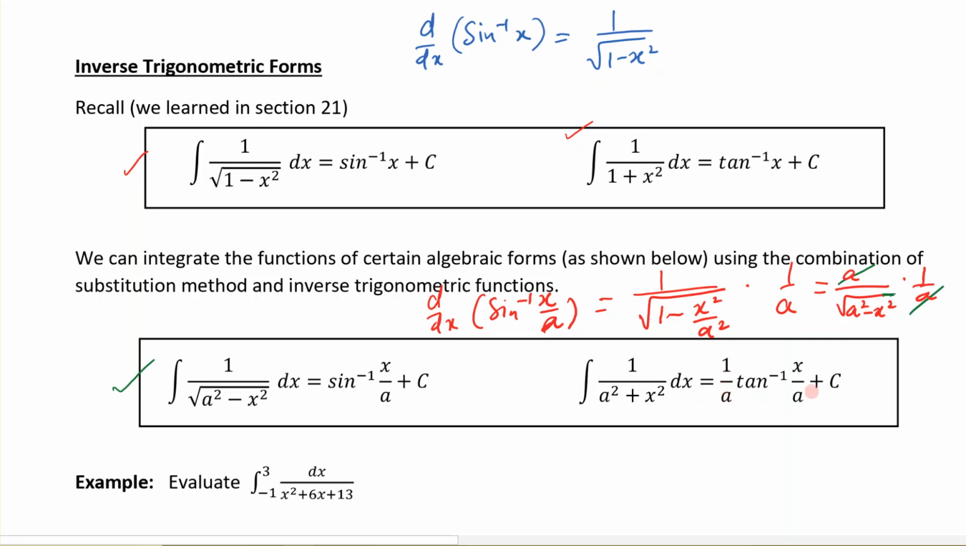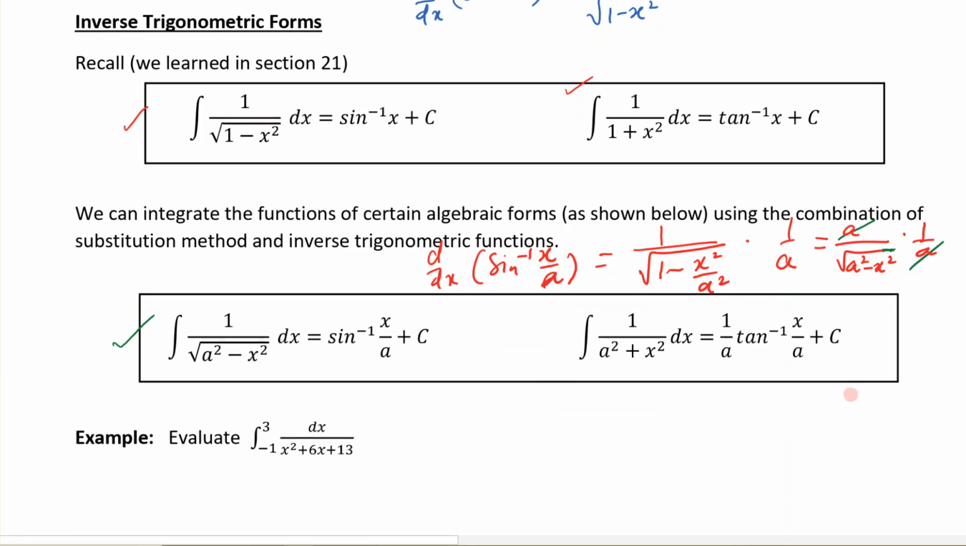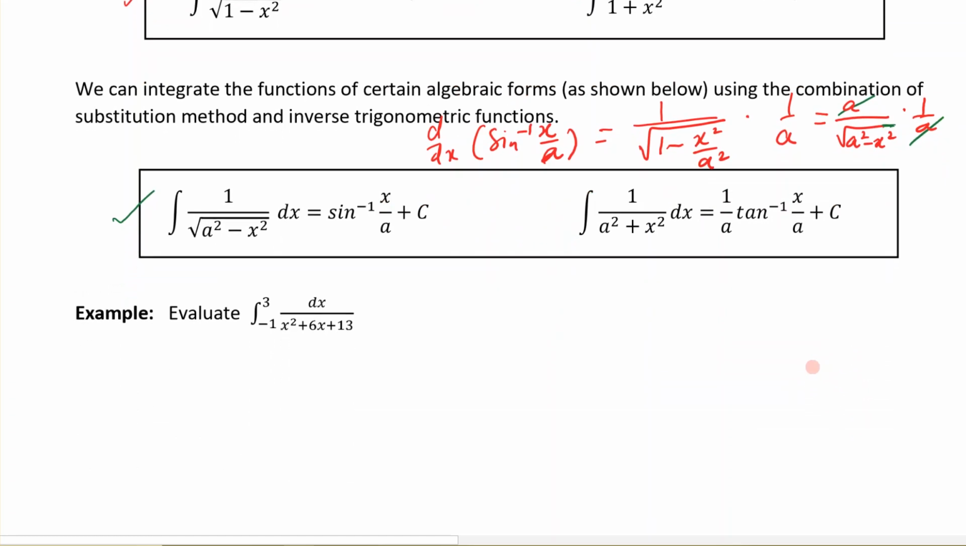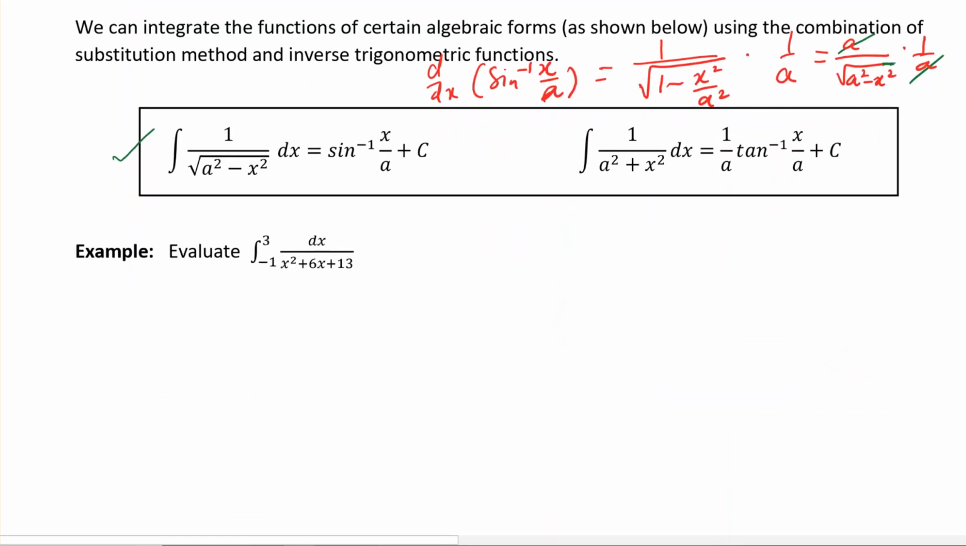So take a good look at these two forms. We're going to use these in the coming examples. Let's take a look at the first example. So we have to evaluate the integral of 1 over x squared plus 6x plus 13 from -1 to 3. If we look at this problem for the first time, it seems like it doesn't fit in any of the categories that we have discussed so far.